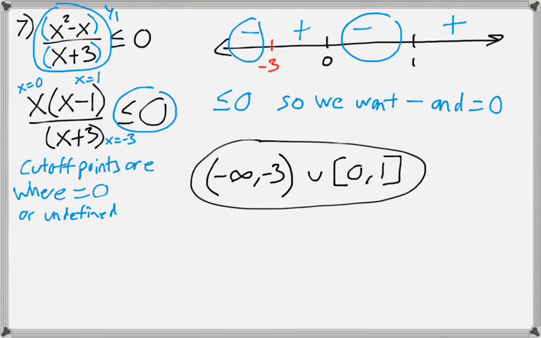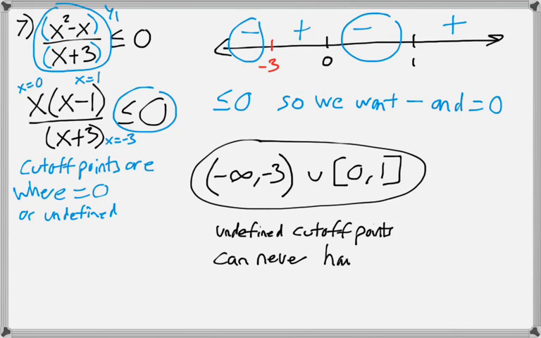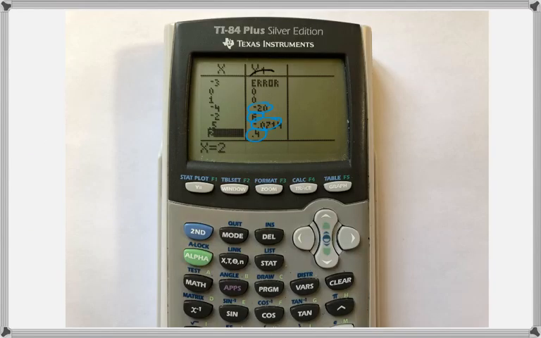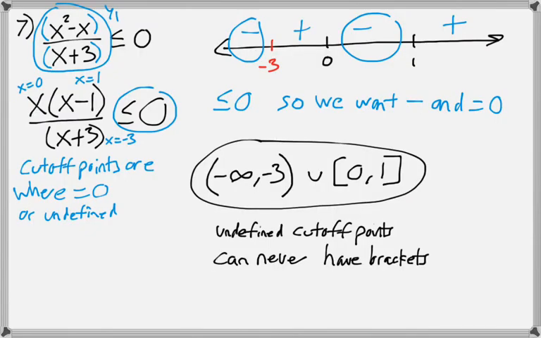But just as a note, undefined cutoff points can never have brackets, because we can actually never reach them because they are undefined. If you look at it, it was an error here. So even though it's a less than or equal to, that means we want to include the normal cutoff points with brackets. But if it's an undefined cutoff point, we can never include it. We always have to put a parentheses around that.